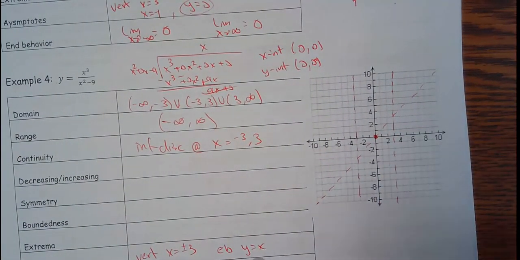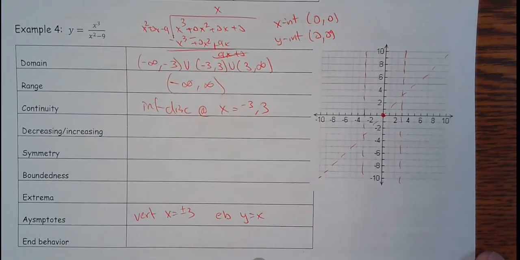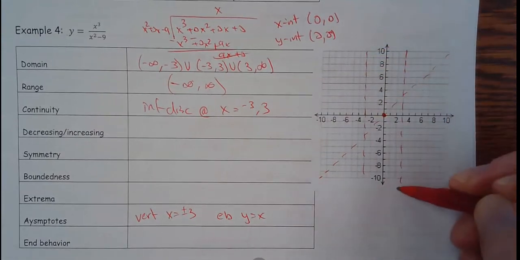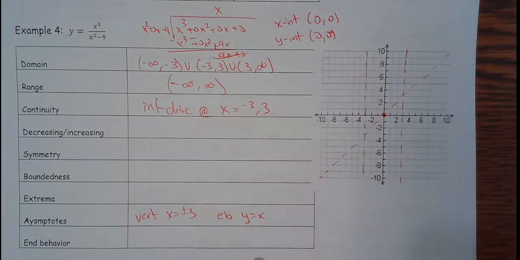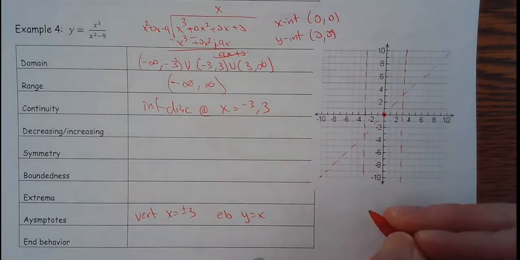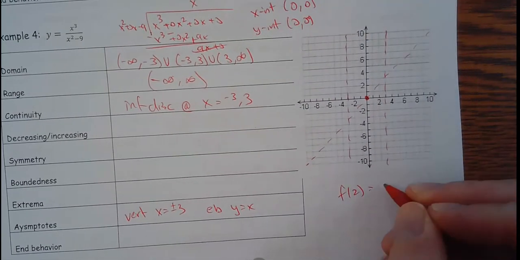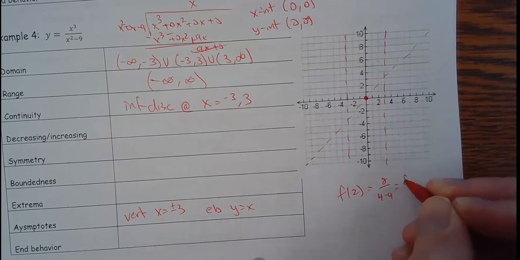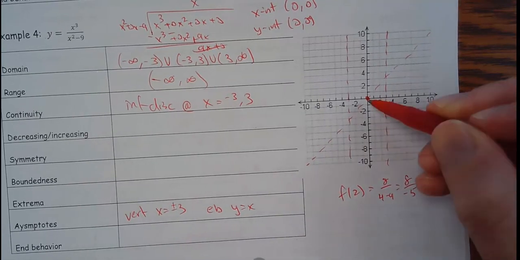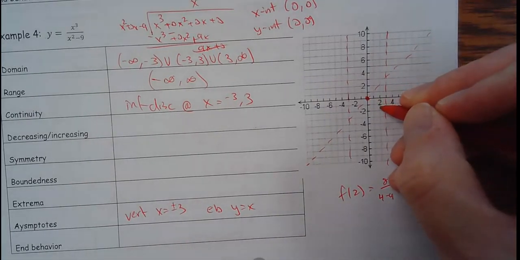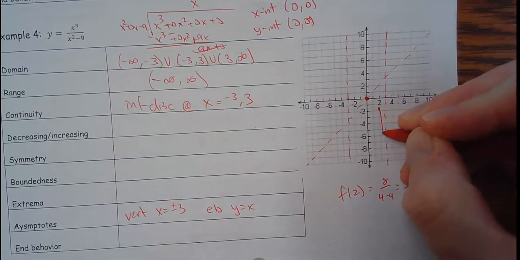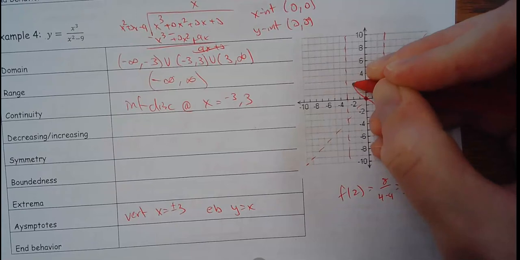Now, when you get in this situation and you need more, because none of this will tell me if this is coming down that way or up that way, pick a point. Okay, you could plug in, say, 2. What is f of 2? So that'd be 2 cubed, which is 8, over 4 minus 9. That'd be 8 over negative 5. So when I plug in 2, I get a negative. So I'm down around here somewhere. That tells me it's going to follow this one that way. It's going to come up through here and go that way.